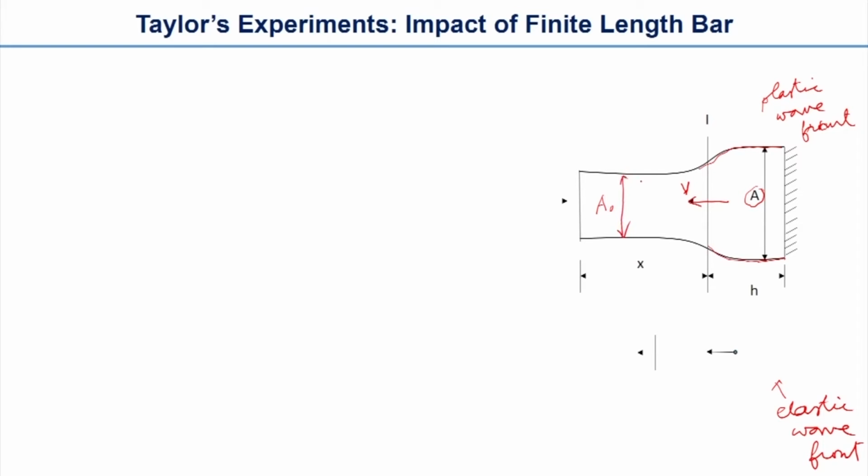This is the area, not the length. We are writing this way. So area A naught, which is smaller than the area A, is in the plastically deformed part. So as you know, this impact velocity was u, and we will say that this is the interface I, that is the interface between the plastically deformed part and the other part.